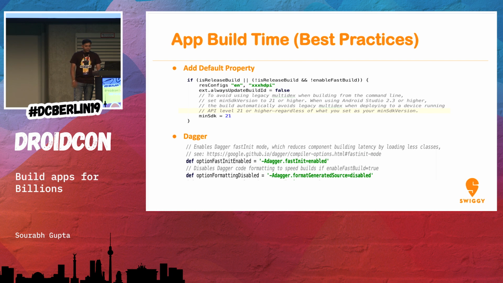Next comes the default property. We have added a check for whether it's a release build, whether it's a fast build or not. Based on that, we change the min SDK version, Fabric, resource config, your default config, all of that. If you are using Dagger, we stopped the formatting for Dagger during the developer build, and we enabled the fast init for Dagger.